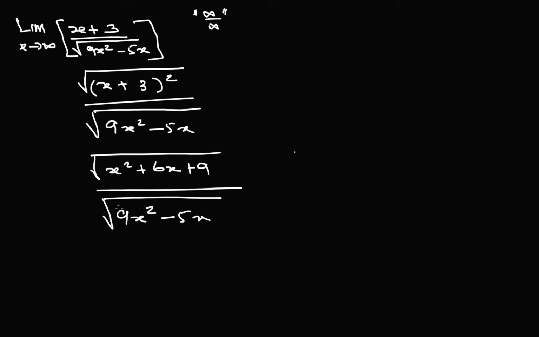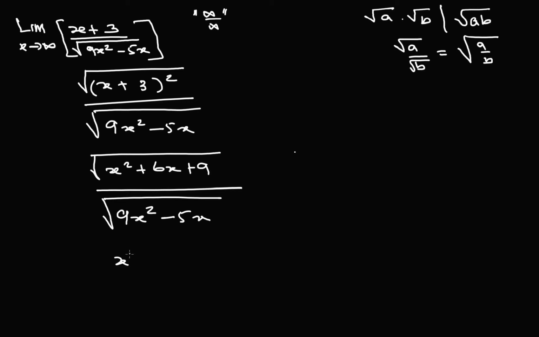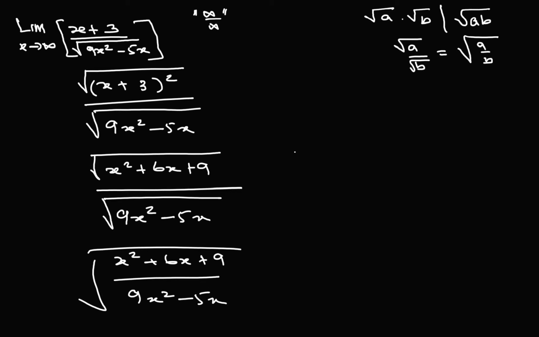Now we say that if we have two radical signs, if we have a and then we have b, we mentioned that we can still consider these as ab. Or if we have this and this, we can consider those as a over b. It's not different from this. So we're going to have x squared plus 6x plus 9 over 9x squared minus 5x, like that. Okay, hope that we are following.